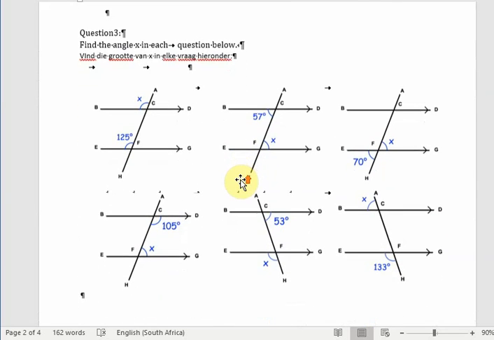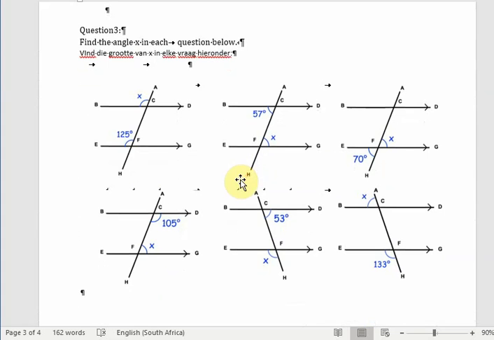Question 3. Find the unknown angles. So those two, X and 125, you can see that forms an F. They're at the same place relative to all the lines. So 125 is bo die lyn, links van die lyn. So hulle is op dieselfde plek, so dit vorm 'n F, so dis ooreenkomstige hoeke. Those two are corresponding angles. Corresponding angles are equal, so X is 125.